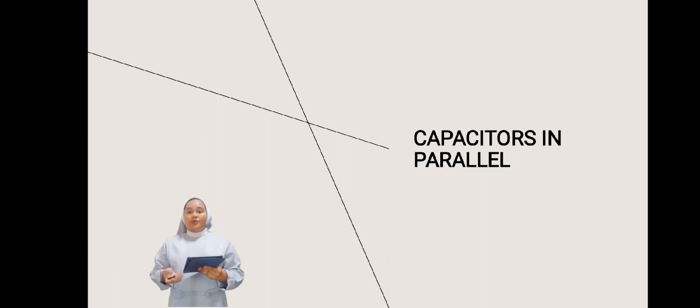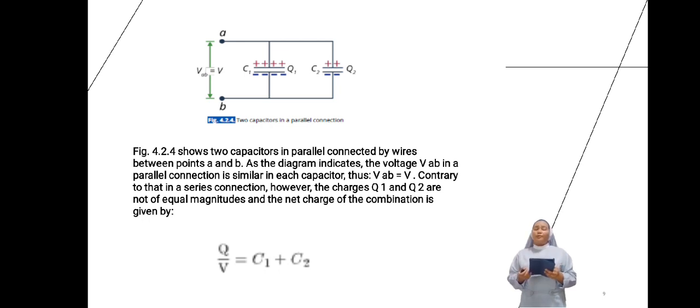Capacitors in parallel. Figure 4.2.4 shows two capacitors in parallel connected by wires. Between points A and B, as the diagram indicates, the voltage VAB in a parallel connection is similar in each capacitor. Thus, VAB equals V, which is contrary to that in a series connection. However, the charges Q1 and Q2 are not equal in magnitude, and the net charge of the combination is given by Q over V equals C1 plus C2.